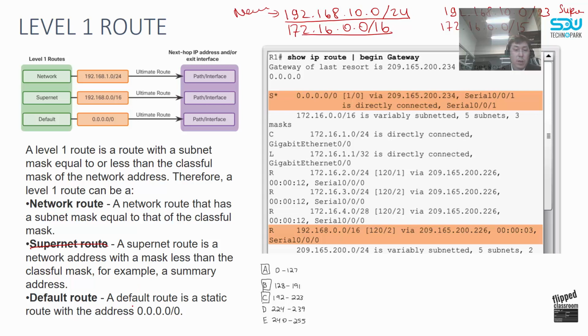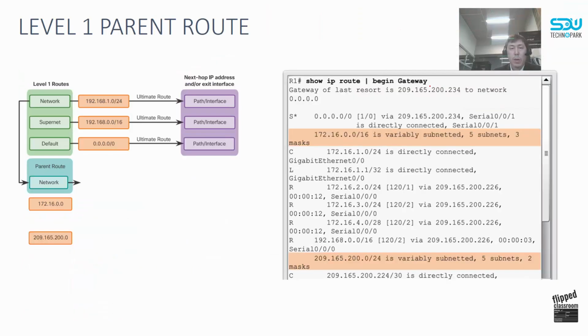Default route is a static route with the address like this. It also has the description like level 1 route. And here we have examples of level 1 route. Level 1 parent route is the route which doesn't have an exit interface or a next hop IP address.